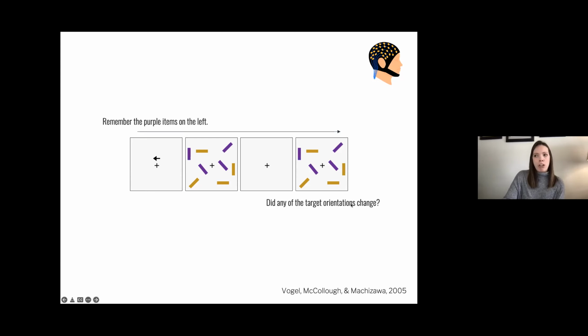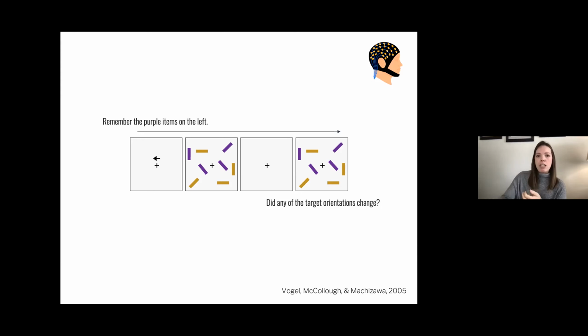So in particular, they used a paradigm that looked like this, where they had participants remember the orientations of items of a specified color on a cued side of a bilateral memory display for a subsequent change detection task. So in this case, remember the orientations of the purple items on the left. Did any of those orientations change? And during this task, they measured an ERP component known as the CDA, or contralateral delay activity. And what's important about the CDA is that its amplitude is thought to reflect the amount of information that's currently being stored in visual working memory, where higher CDA amplitudes mean more information is currently in memory, and lower CDA amplitudes mean less information is currently in memory.